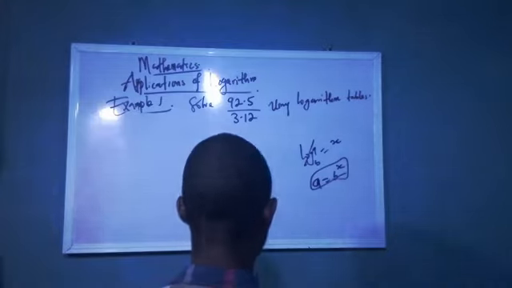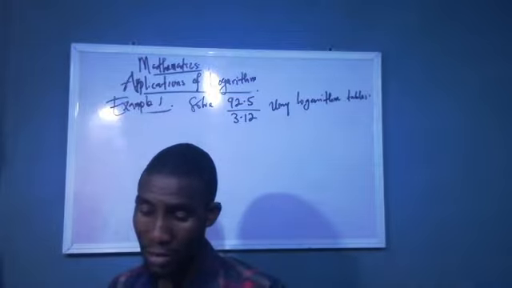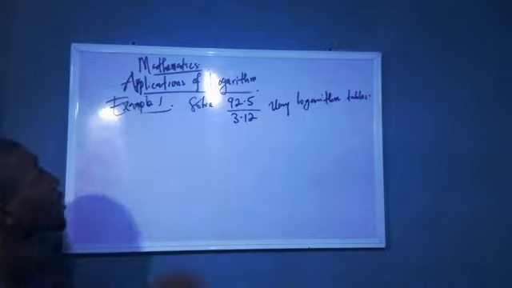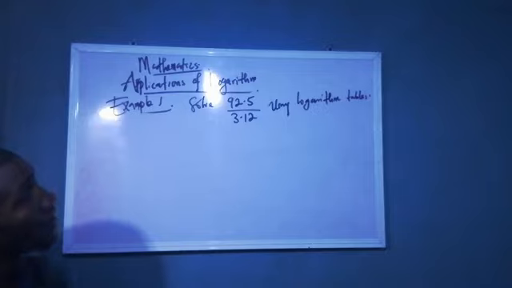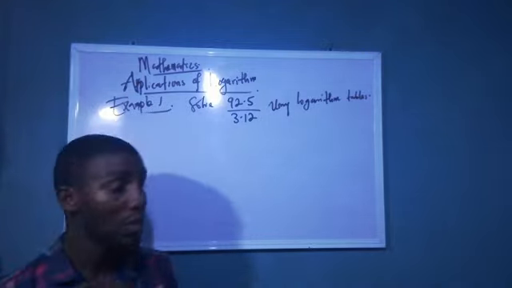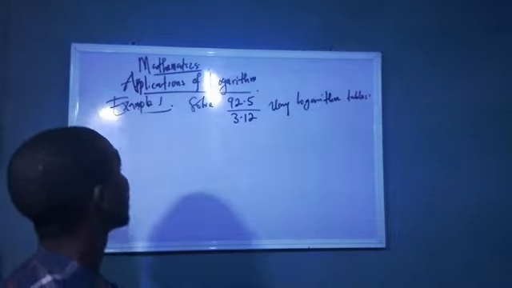But today we are going to applications of logarithm. So let's look at an example. The example says solve 92.5 over 3.12 using logarithm tables. I hope you are with your logarithm tables. I mean the four-figure tables. So we are going to be using that to solve our logarithm. In the next few minutes, let's look at how we can do it.